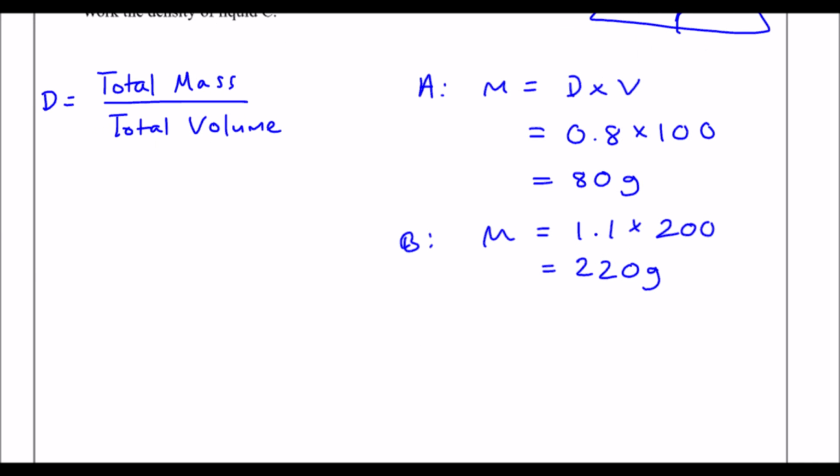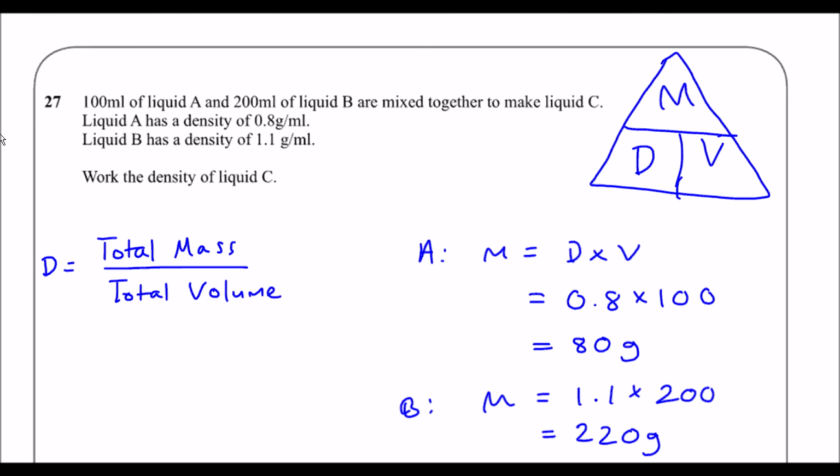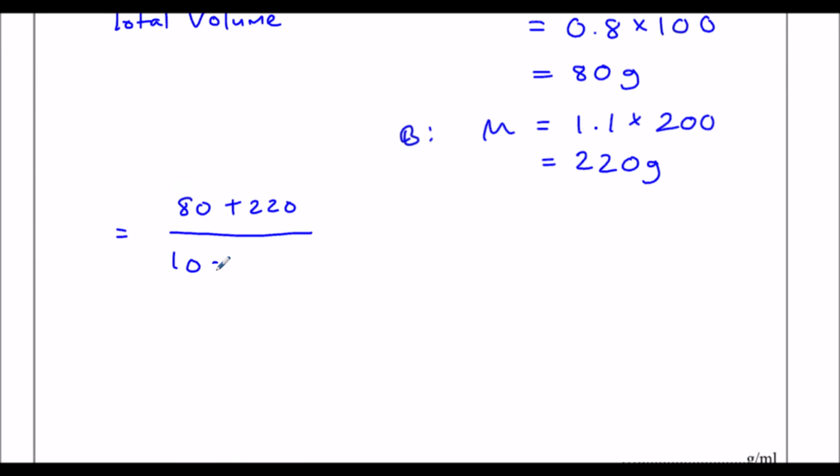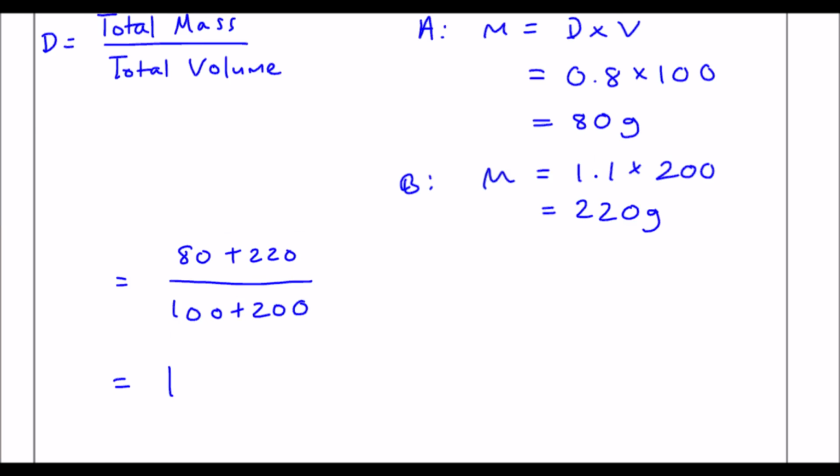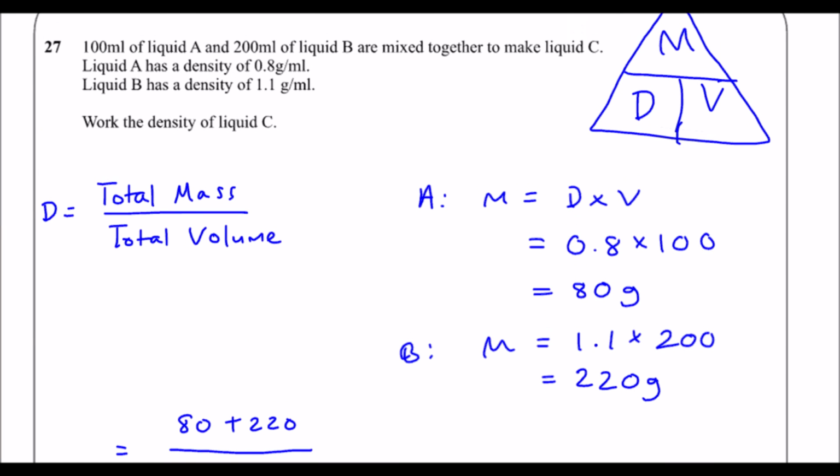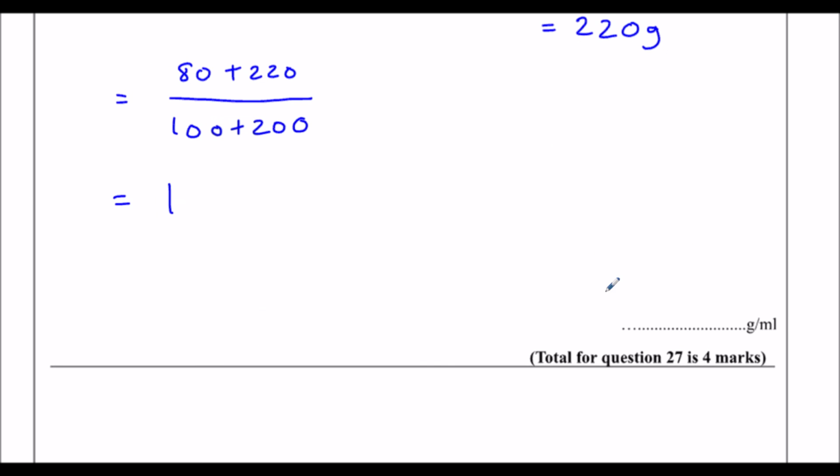So for liquid C, we've got total mass, which is 80 plus 220, over total volume, which is 100 plus 200, and that gives us 1. So 300 over 300 is 1. So the density is 1 gram per milliliter.